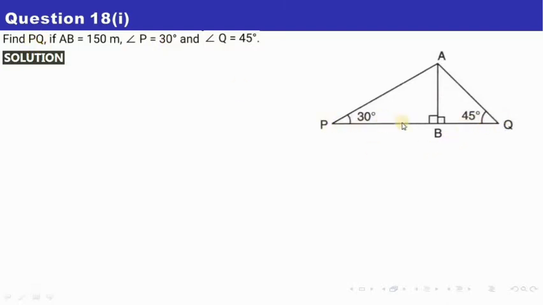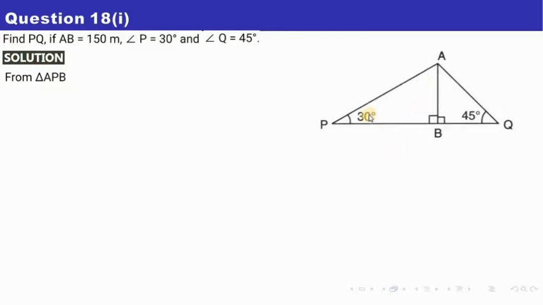Basically it's very easy. You need to find PB from triangle APB, and from triangle ABQ you need to find BQ. Then join PB and BQ, and you will get your PQ. All right, so let's begin. Let's have a look at triangle APB.